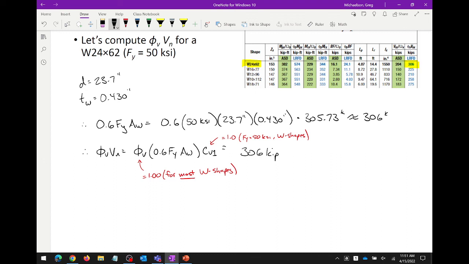I can tell you that the vast majority of phi Vn values in the table are just 0.6 times Fy times the area of the web. There's only a few of them where phi is 0.9. And you can very easily identify those, but we'll get into that discussion a little bit more in detail on Monday.